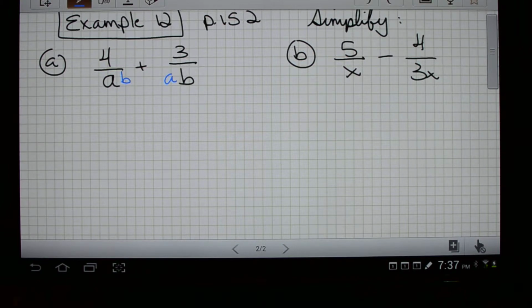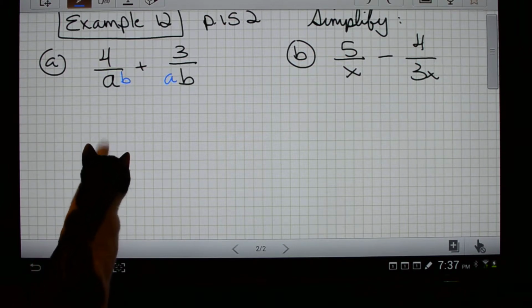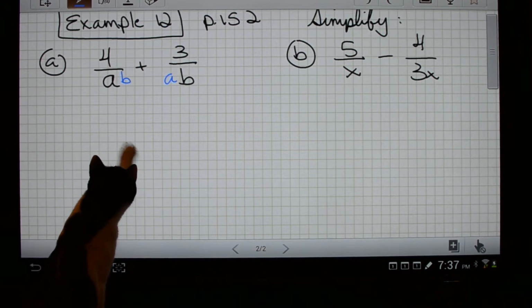So, basically, we're going to be multiplying this times b and this times a.